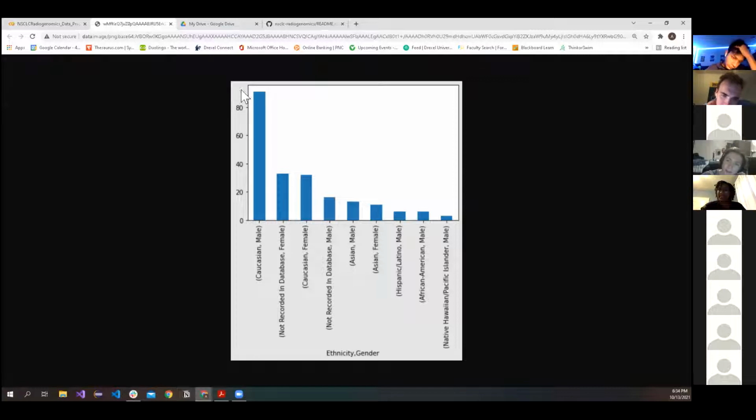So we have roughly 98 Caucasian males, and we have various distributions, but we do not have any females who are Hispanic, Latino, African American, or Native Hawaiian, Pacific Islander. I don't know how that would affect our data. There could be infinite ways it could affect our data. So that's possibly something to include.